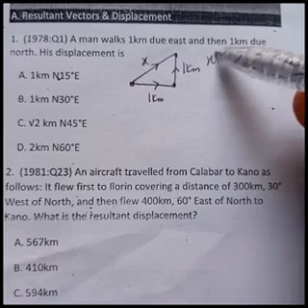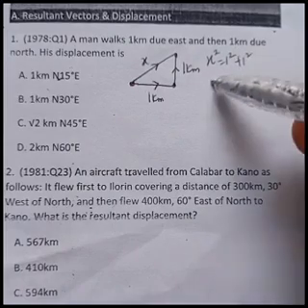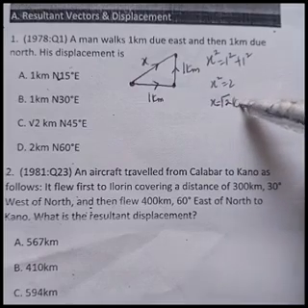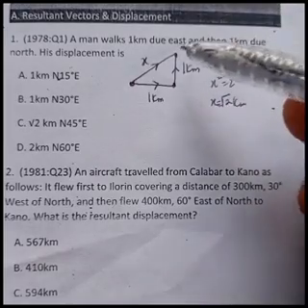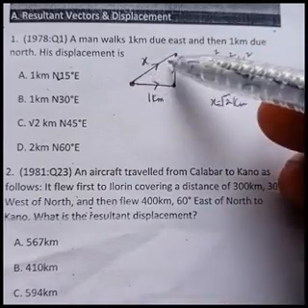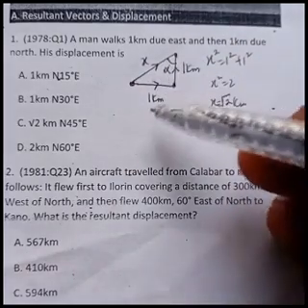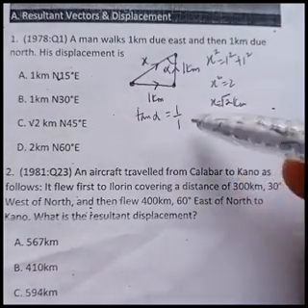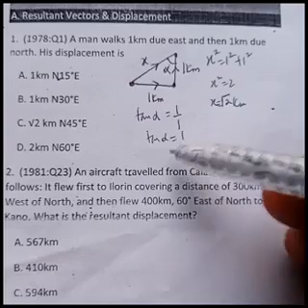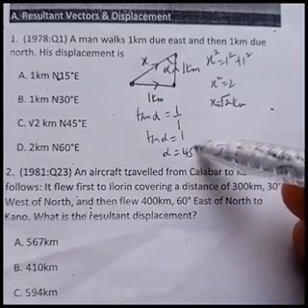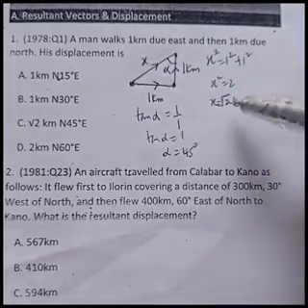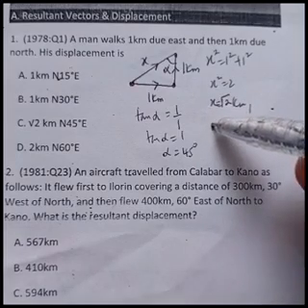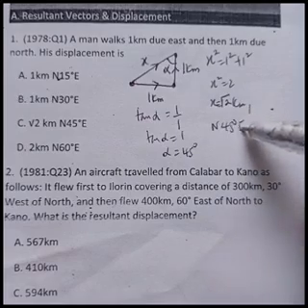So definitely x squared equals 1 squared plus 1 squared, which equals 2. x squared is 2, then x is root 2 kilometer. What about the direction? This is northeast. At what angle to the north? We have to get this angle. Let's call it alpha. So tan alpha is opposite over adjacent, 1 over 1. So if tan alpha is 1, alpha is 45 degrees, because tan 45 is 1. So the displacement is root 2 kilometer, then the direction is 45 degrees north of east, and that's option C.